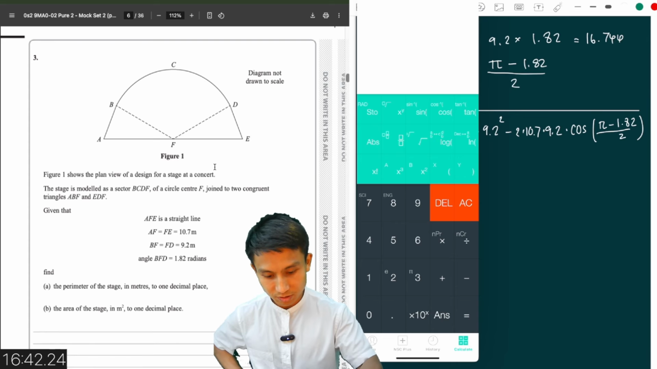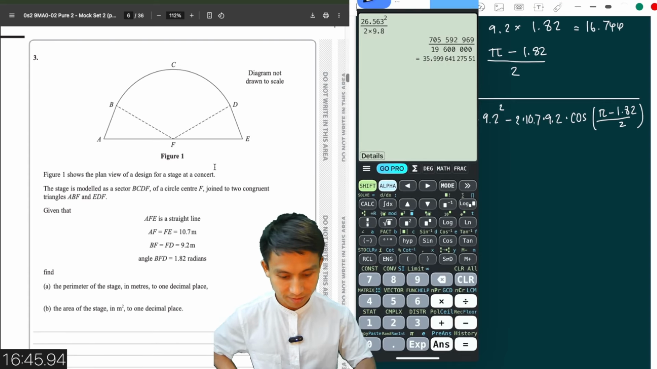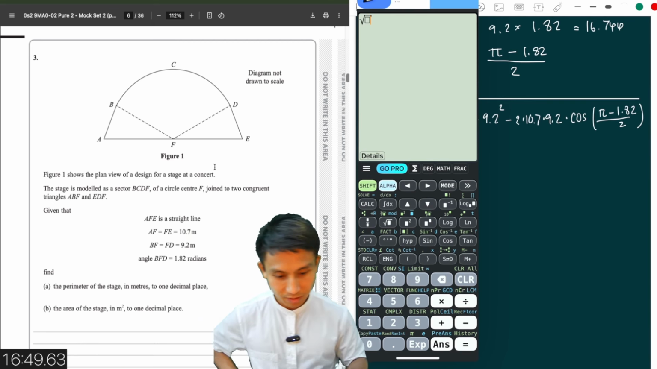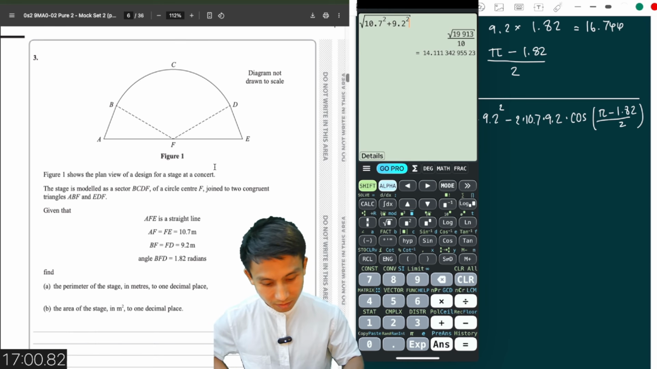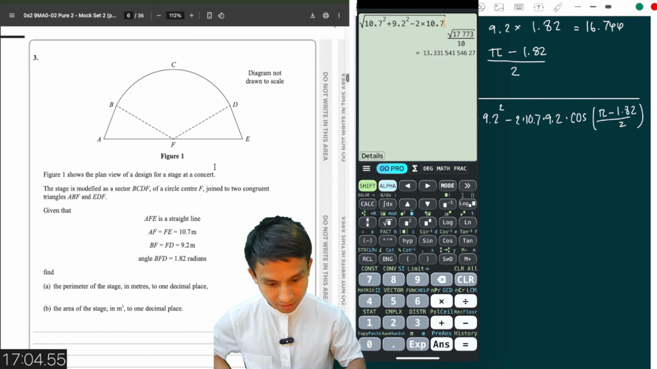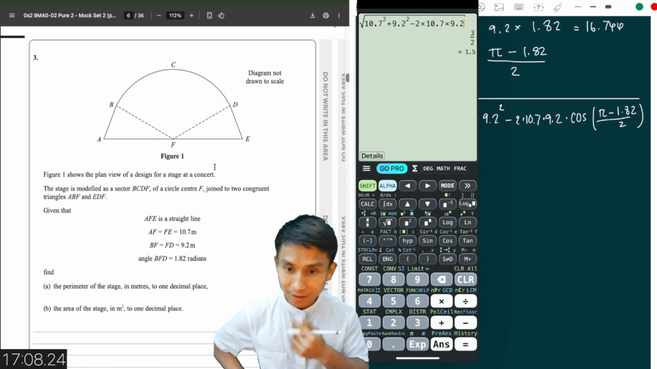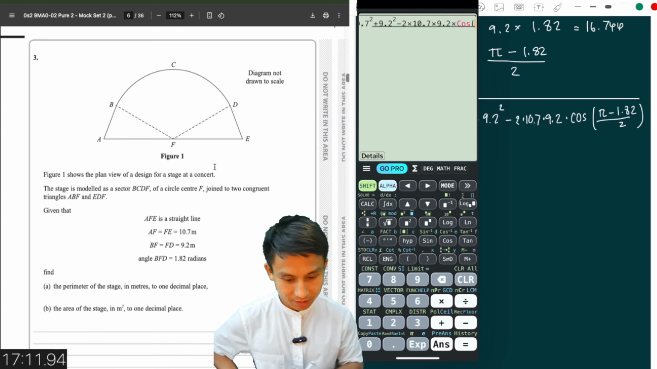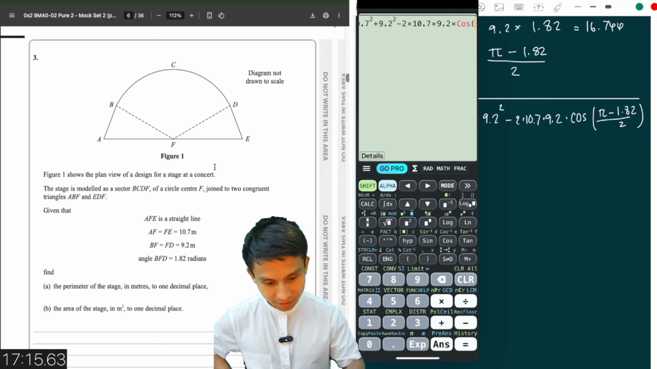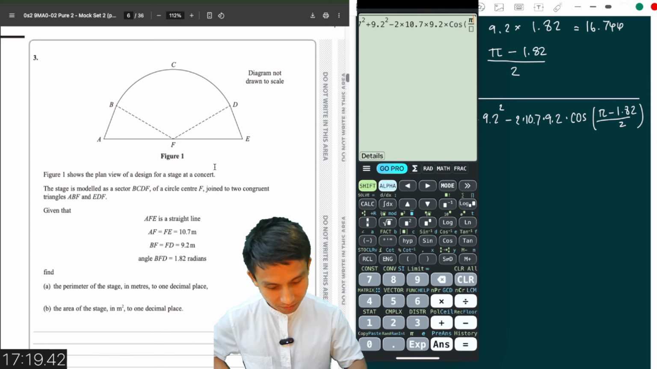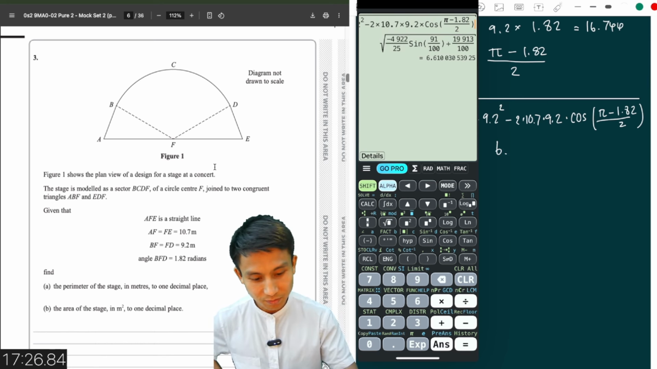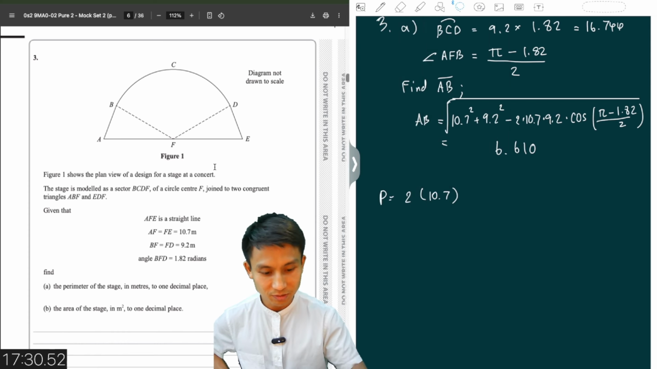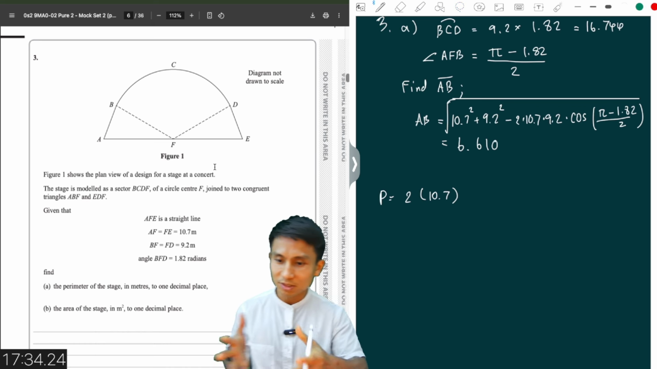So square root. I'm just going to change my calculator so that you guys can see as well. What was that again? 10.7 and 9.2. So 10.7 squared plus 9.2 squared, minus 2 times 10.7 times 9.2 times cos, got to change that to radians, pi minus 1.82 divided by 2, so that's the answer there. That's 6.610.